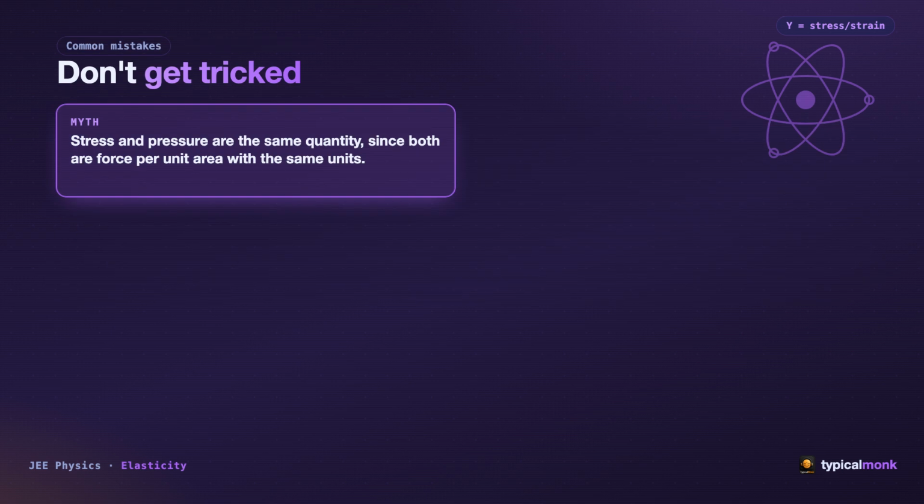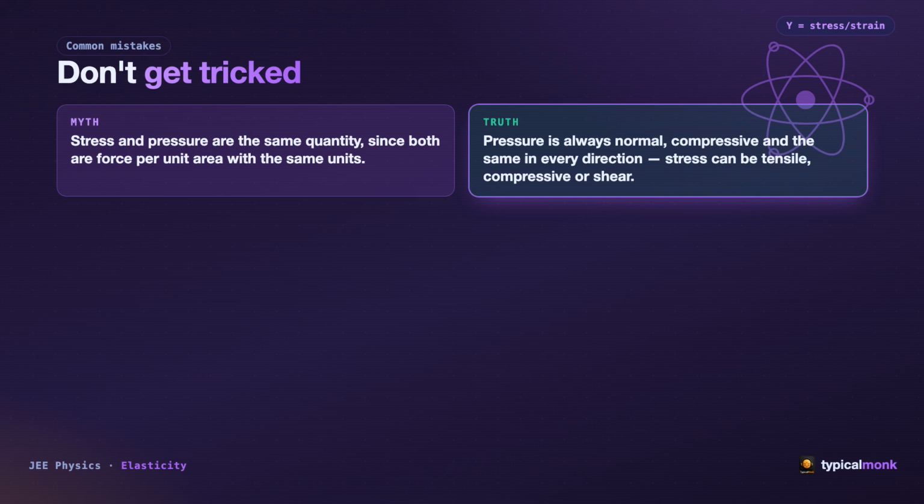Now let me save you some marks. Two myths that trap thousands of students every year. Myth 1. Stress and pressure are the same physical quantity, since both are force per unit area with the same units. It feels so natural, same formula, same units, so why not the same thing? But here is the truth. Pressure is always normal to a surface, always compressive, and the same in every direction. Stress can be tensile, compressive, or shearing, and it can act along a chosen direction. Same units, completely different character.